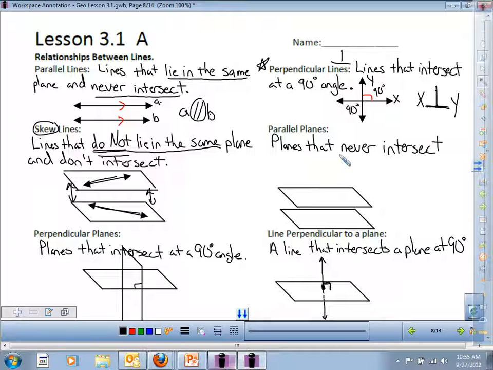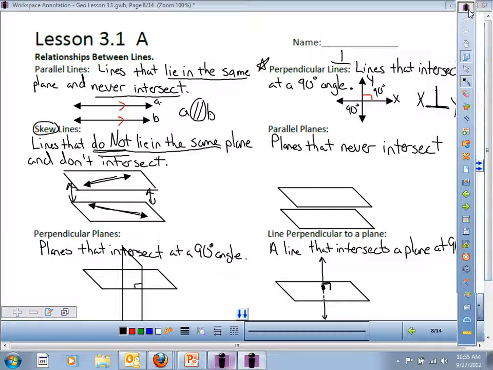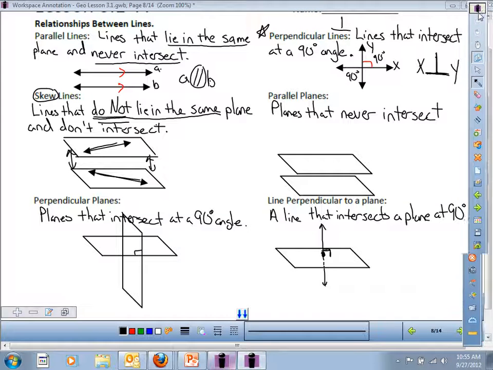Alright, parallel planes, nice easy one. Those are planes that never intersect. Easy way to think of this would be walls in a room. The floor and the ceiling are parallel. Left-right walls would be parallel, and the front-back walls would be parallel too, as long as they did their construction right. Alright, let's go down to the next one.